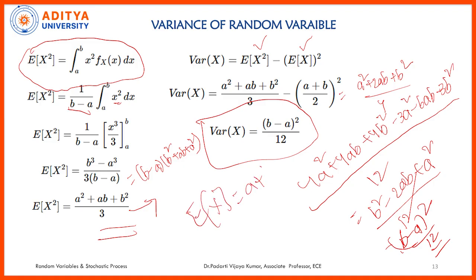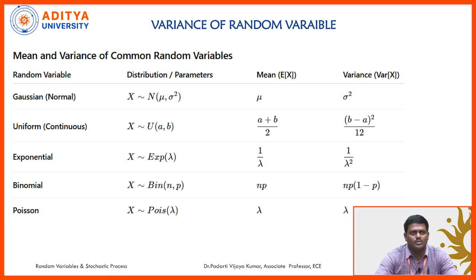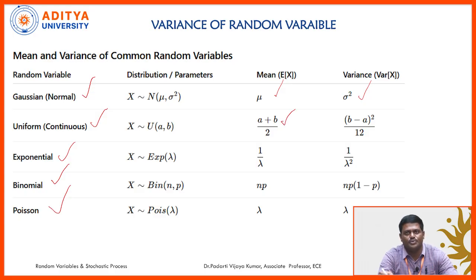So there are some commonly used random variables: Gaussian random variable, uniform random variable, exponential random variable, binomial random variable, Poisson random variable. So in a Gaussian random variable, the mean and variance are the parameters themselves: E of x is E of x only, variance of x is variance of x. For a uniform random variable, the mean is (a plus b) by 2 and the variance is (b minus a) whole square by 12. For an exponential random variable, the mean is 1 by lambda and the variance is 1 by lambda square. And these two are discrete random variables.